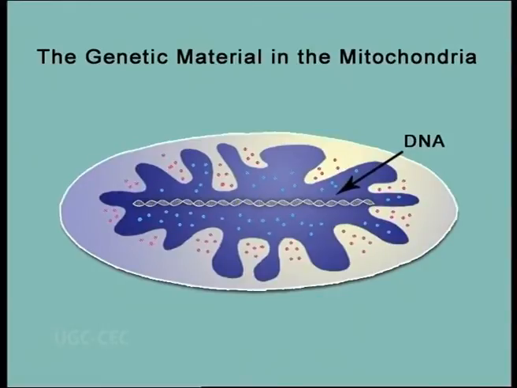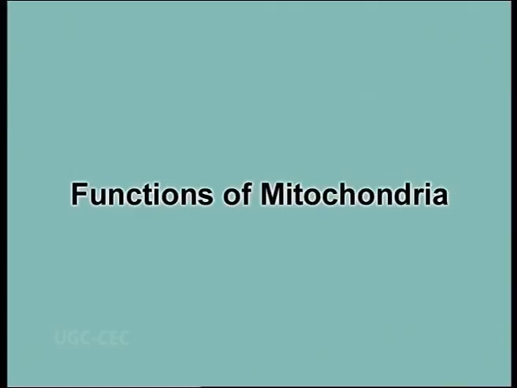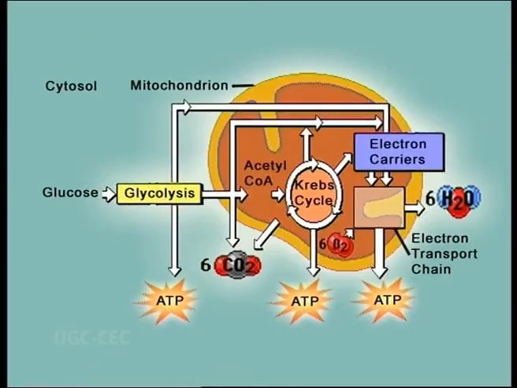Mitochondria have their own genetic material and the machinery to manufacture their own RNAs and proteins. Functions of mitochondria. The most prominent roles of mitochondria are to produce the energy currency of the cell, or ATP. That means it carries out the phosphorylation of ADP through respiration and regulates the cellular metabolism.